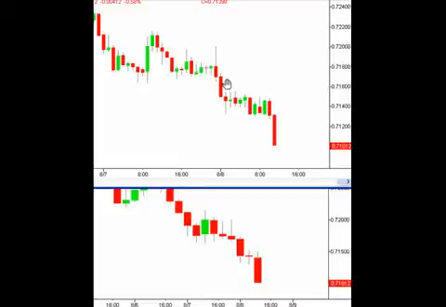I'm still in the trade. I have a profit target a little bit lower, and currently the trade's up around 3 times what I've risked to take the short position.